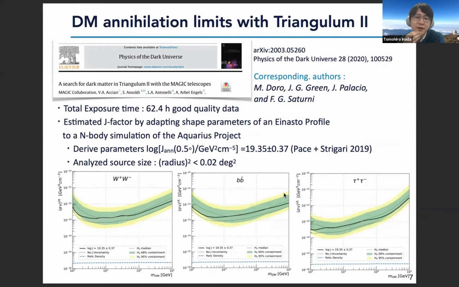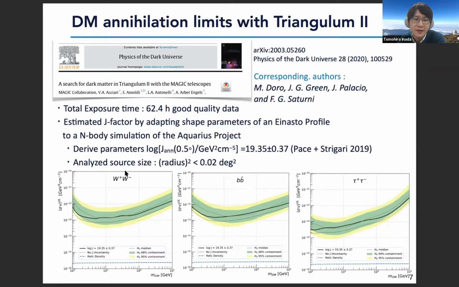And this is also the dwarf result, with the dwarf spheroidal galaxy Triangulum II. The total exposure time is 62 hours, good quality data. And we estimated the J factor carefully. Yes, we estimated the J factor by adapting the shape parameter profile, carefully, to the simulation of the Aquarius project. And in this source, we considered Triangulum II as a point source.